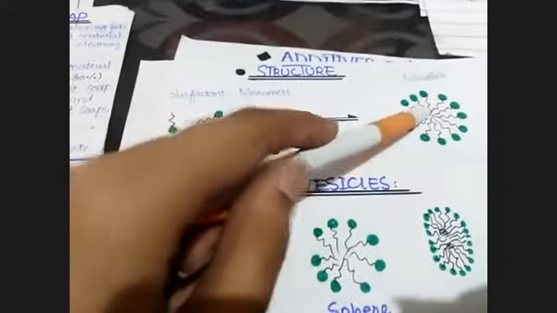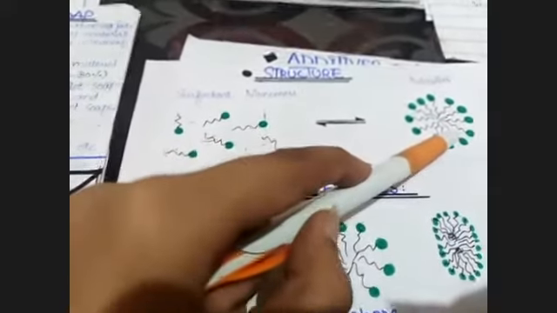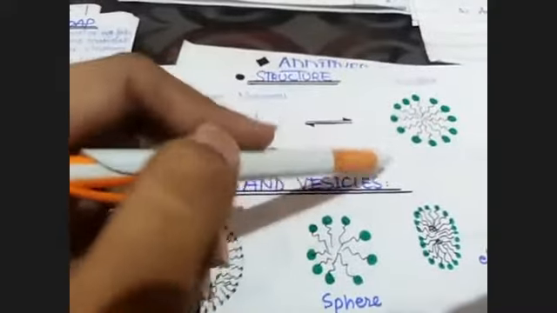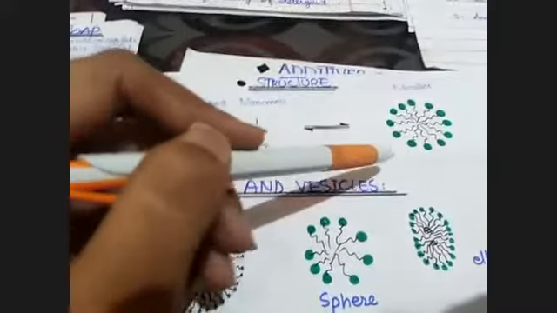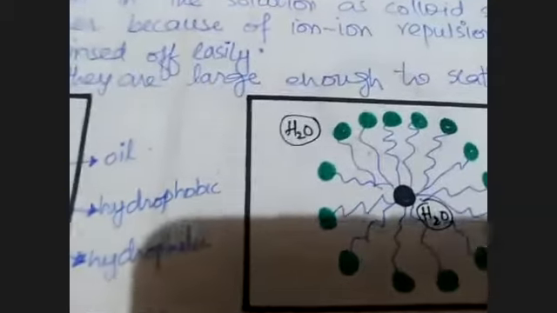The exterior of the micelle is hydrophilic, and the interior part of the micelle is lipophilic or hydrophobic, water repellent. The micelle will remain in the solution as a colloidal solution and will not join because of ion repulsion.